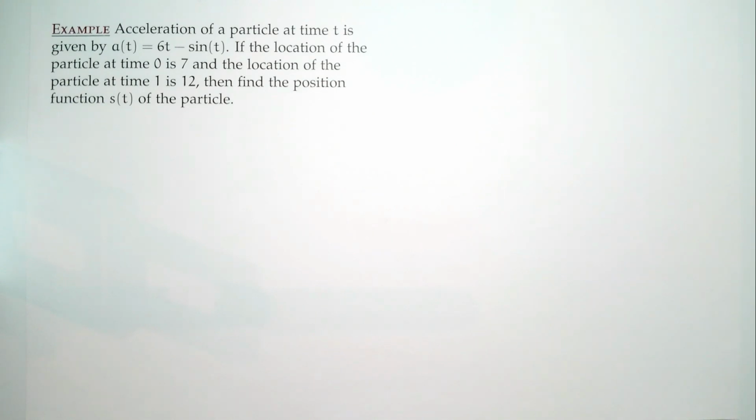So I'm told how the particle is accelerating. I'm told where it's at two particular times, and I want to find where the particle is at any generic time.